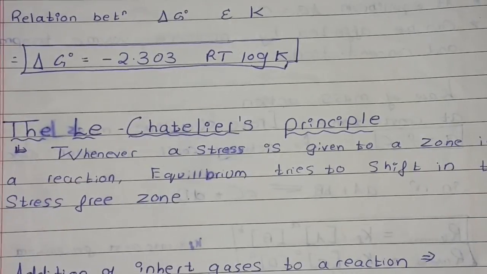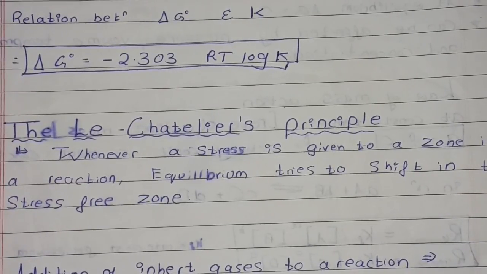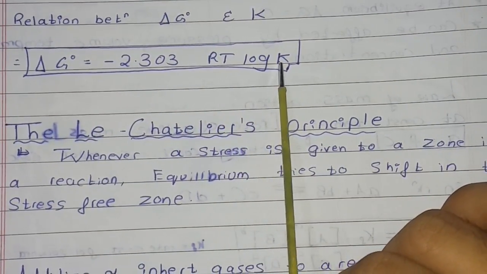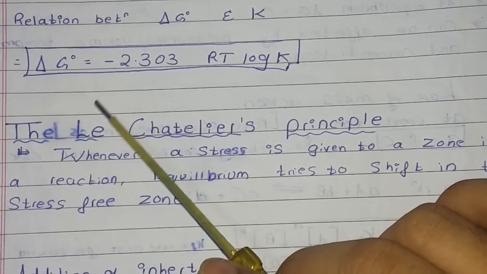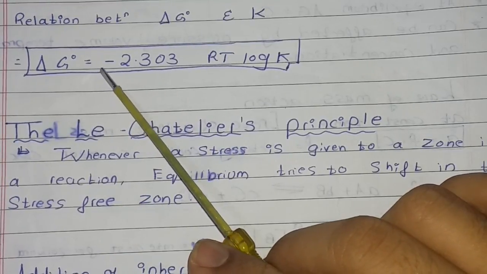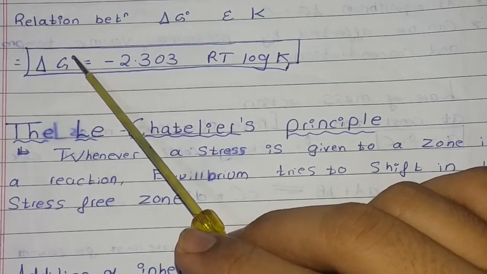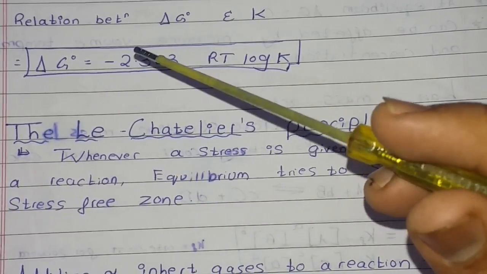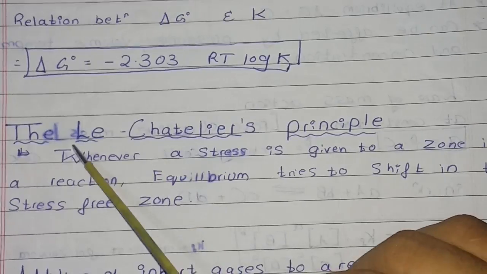Now here we have the relation between the Gibbs free energy and the equilibrium constant, where delta G degree equals minus 2.303 RT log of K, where K is the equilibrium constant. Delta G degree is the standard Gibbs free energy, or we can say G naught. It's the standard Gibbs free energy.